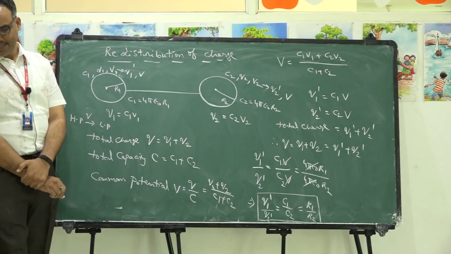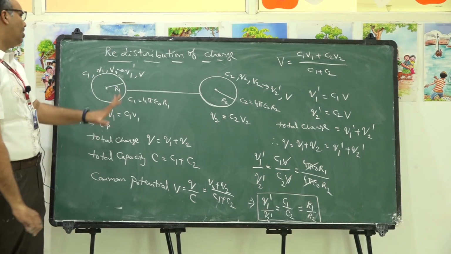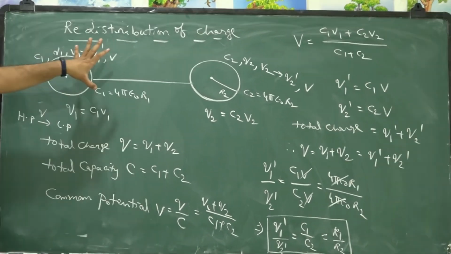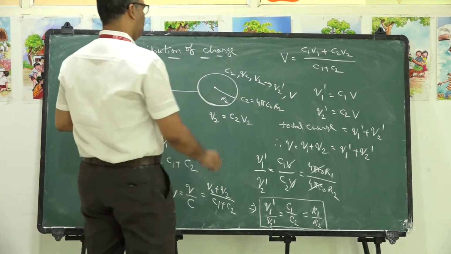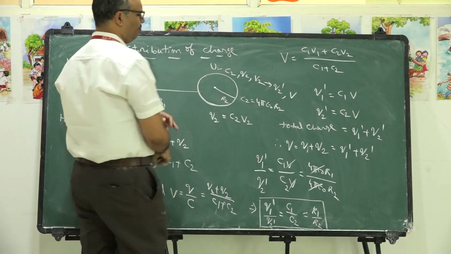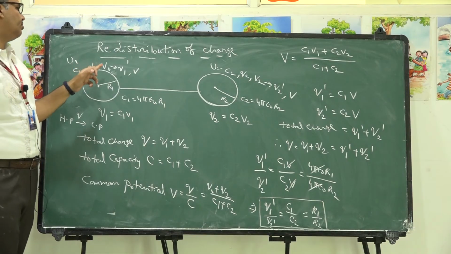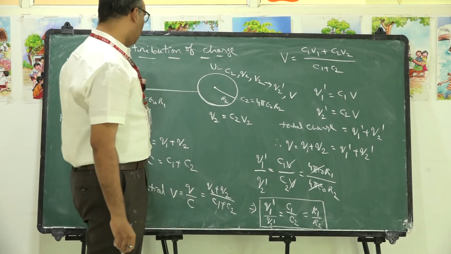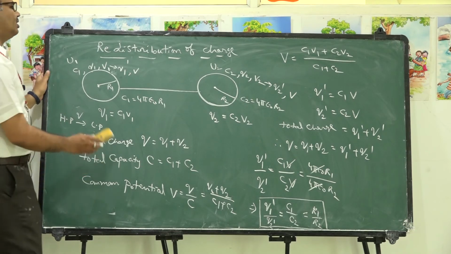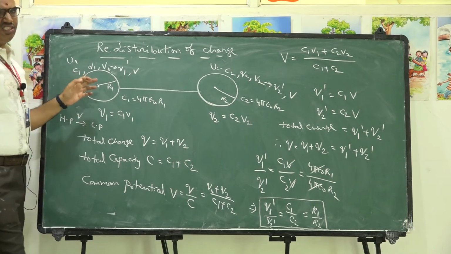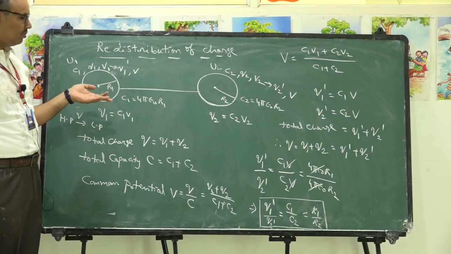Let us discuss one more point related to this. Here what is happening? Initially it is having certain energy. Let U1 be the initial energy of the first sphere, and U2 the initial energy of the second. Initial energy can be calculated by half C1 V1 square, half C2 V2 square. Once redistribution is happening, what will happen to the final energy? Let us calculate the energies. Initially, what is the energy of the system? Finally, what is the energy of the system?